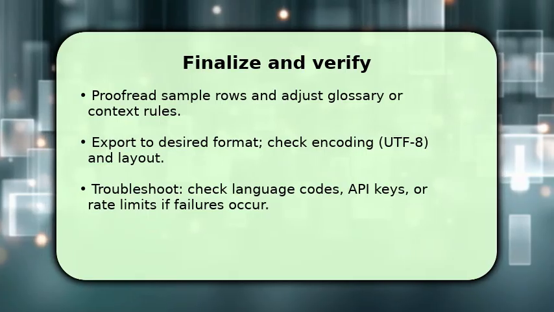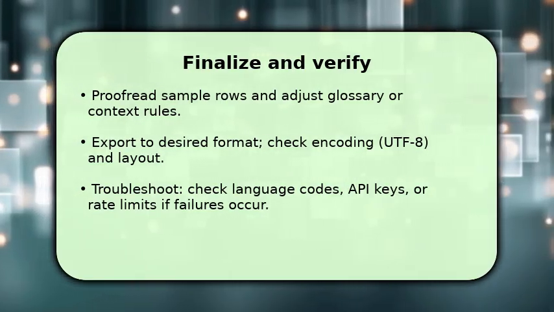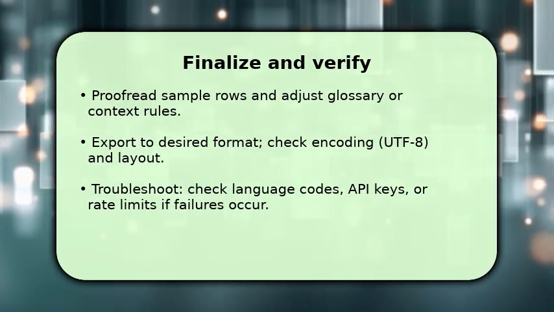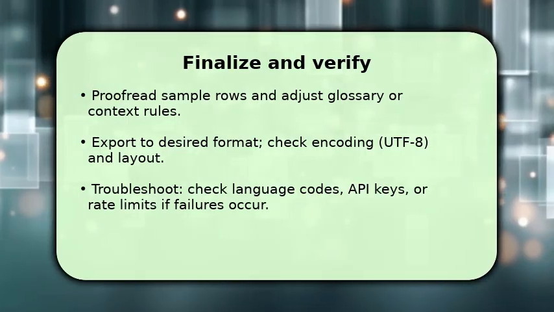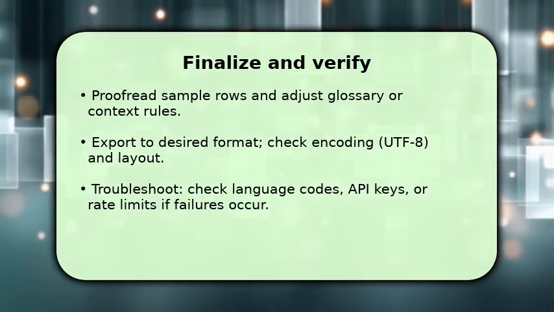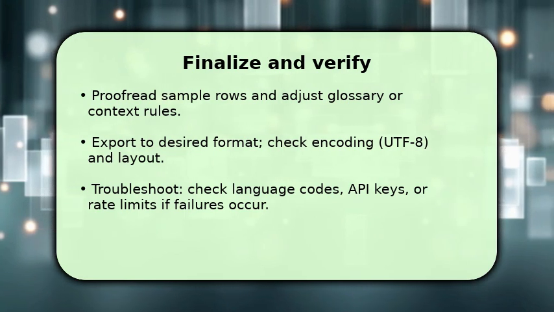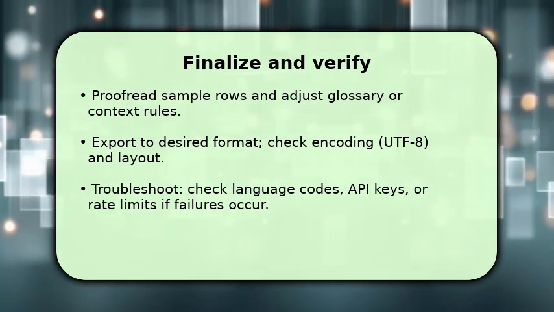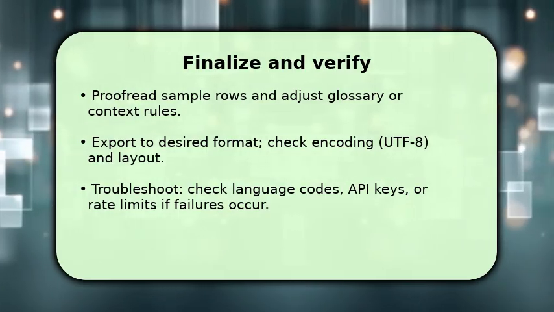Once satisfied, copy translated columns over or export the sheet to the final format, confirming UTF-8 encoding and that formulas or charts remain intact. If you hit problems, make sure API keys are valid, language codes match, and you haven't exceeded rate limits. If translations are inconsistent, rerun only affected ranges after correcting the source text or glossary rules.